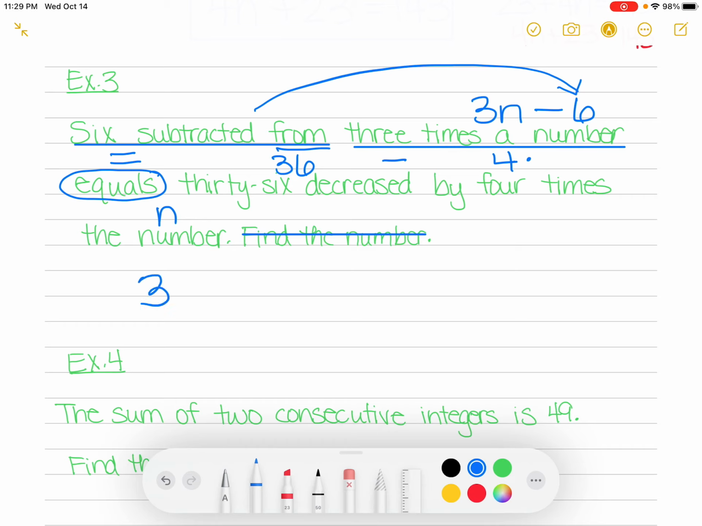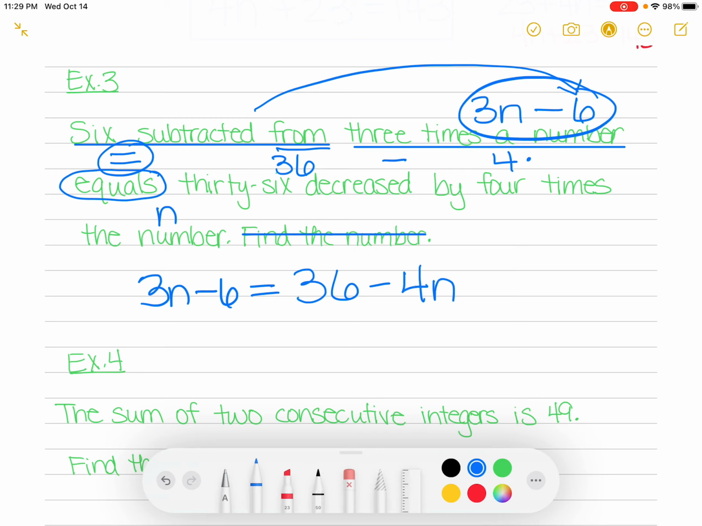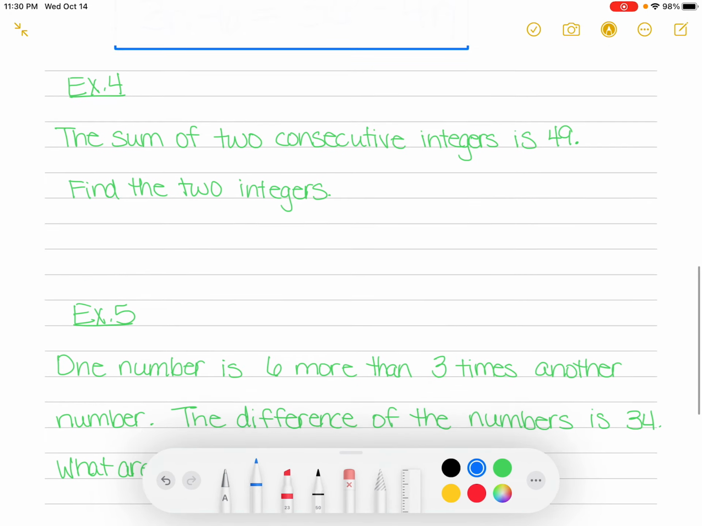Okay, so now I'm just going to rewrite this. I have 3n minus 6, which was up here, right? Equals, right here. And then I go 36 minus 4 times n. And that's my answer. That's it. Okay, it looks kind of hard because it has a lot of numbers in it, but I promise if you go through the sentence, it will be much easier.